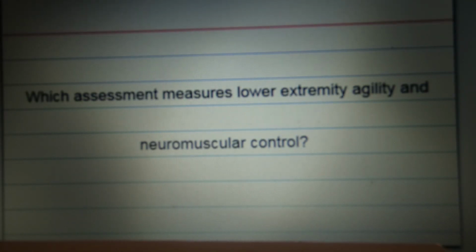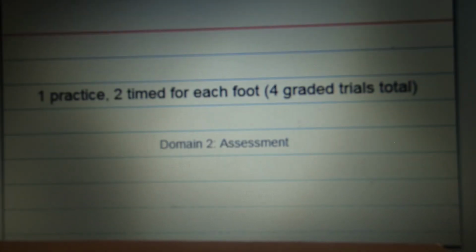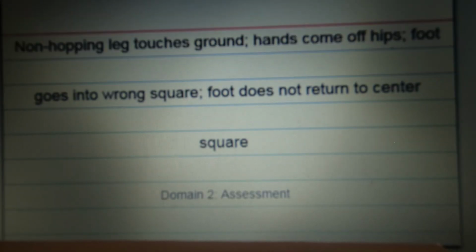Which assessment measures lower extremity agility and neuromuscular control? Shark skill test. How many trials are included in the shark skill test? 1 practice, 2 timed for each foot. 4 graded trials total. Which faults are penalized in the shark skill test? Non-hopping leg touches ground, hands come off hips, foot goes into wrong square, foot does not return to center square.